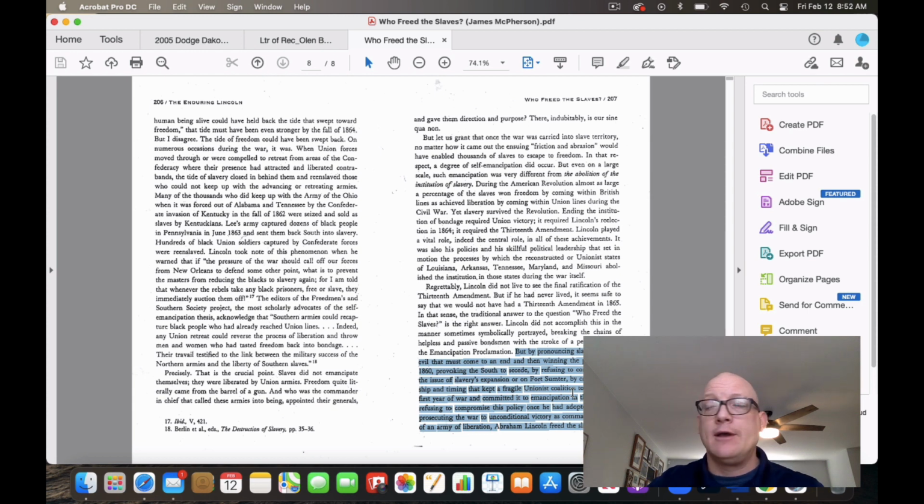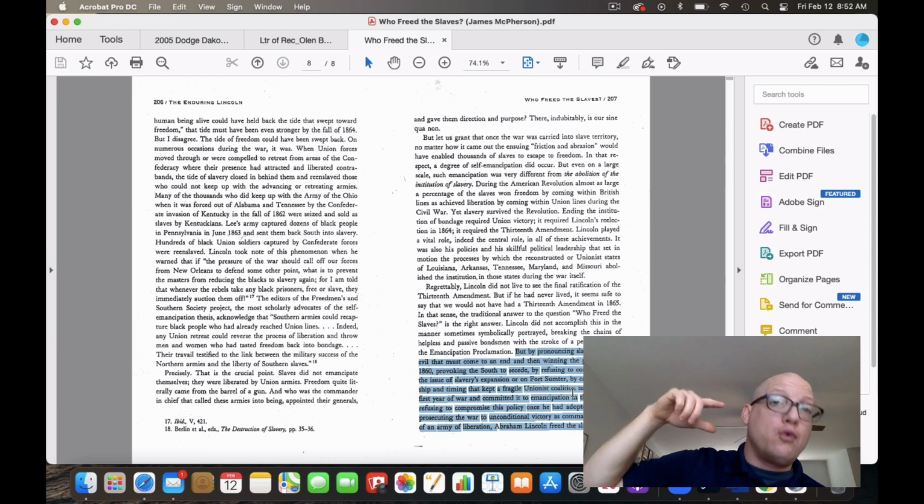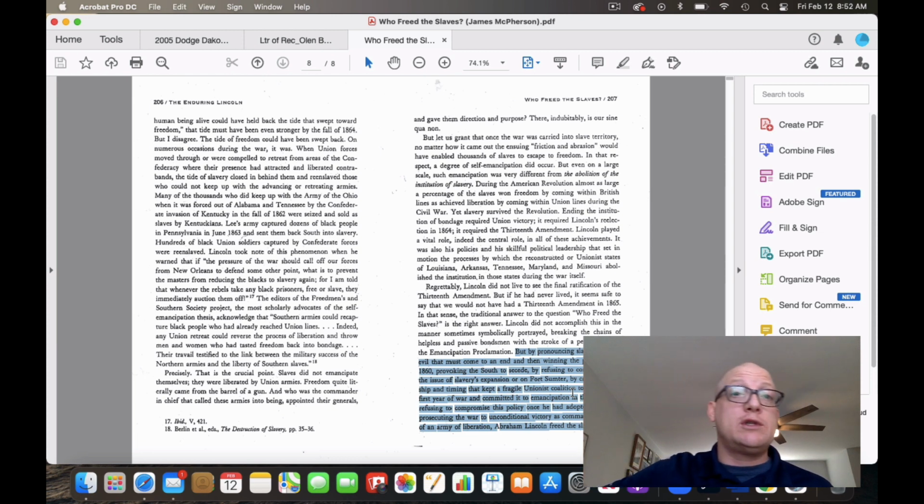Okay, think about this. If only free soil states are added to the Union as we move further and further west toward the Pacific Ocean, all right? If just free soil states, no slave states are added, then every new representative and every new senator that comes into Congress is going to be anti-slavery. They're going to be representing a free soil state, not a slave state.